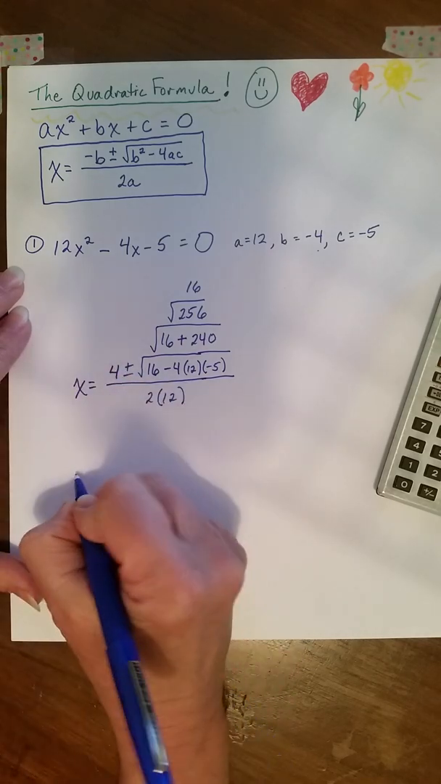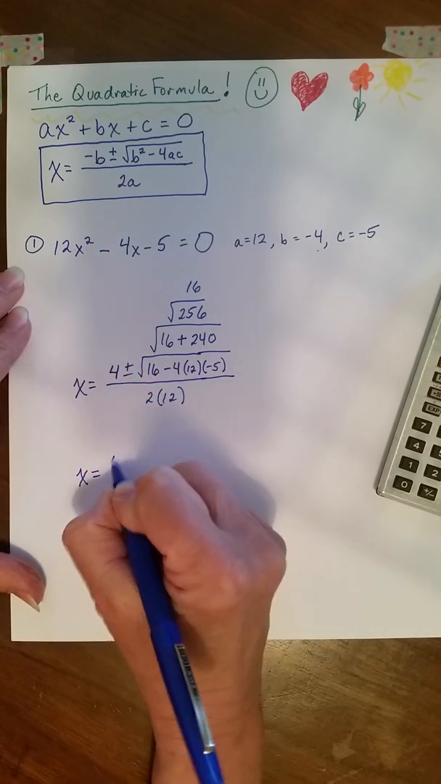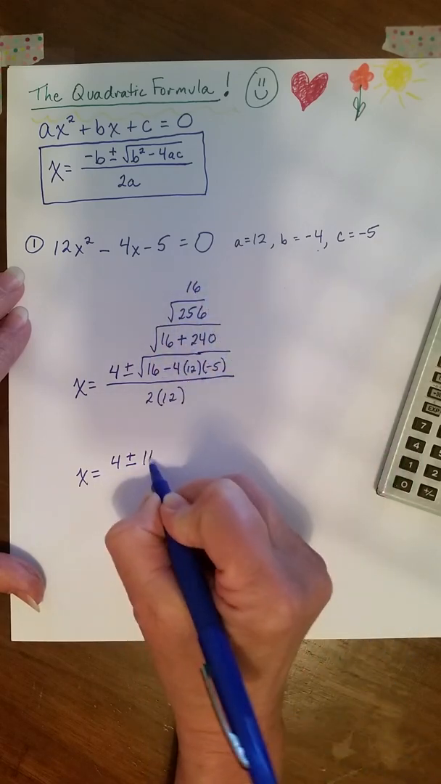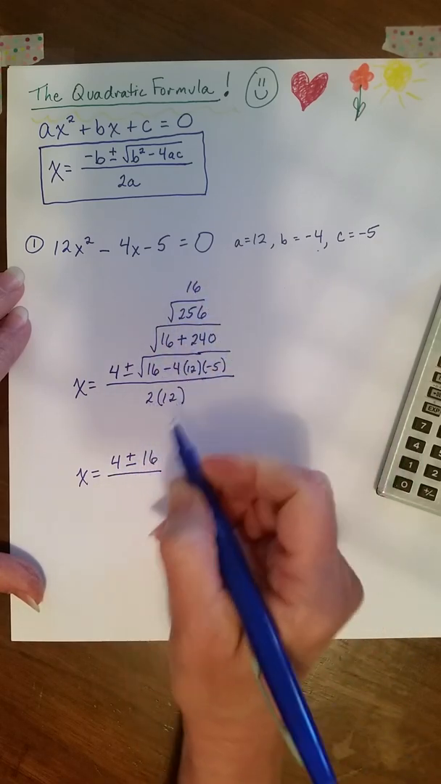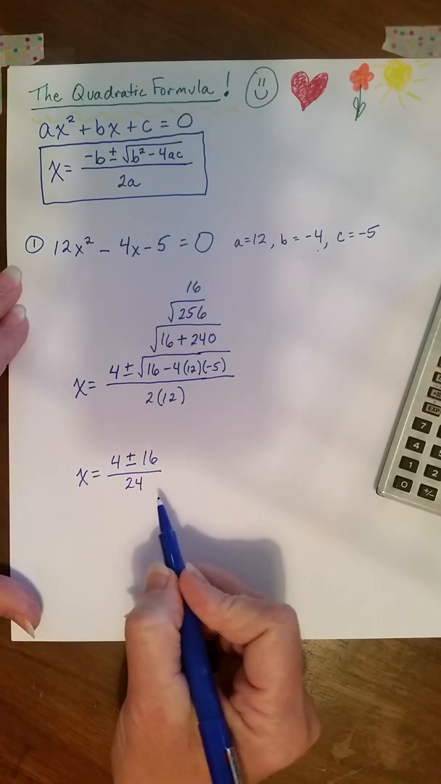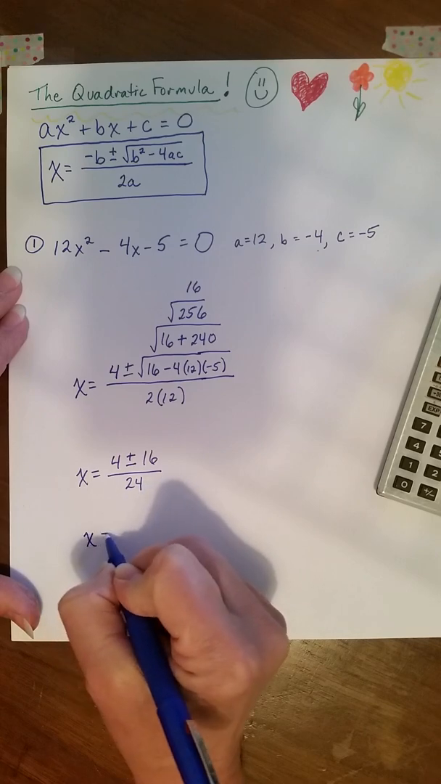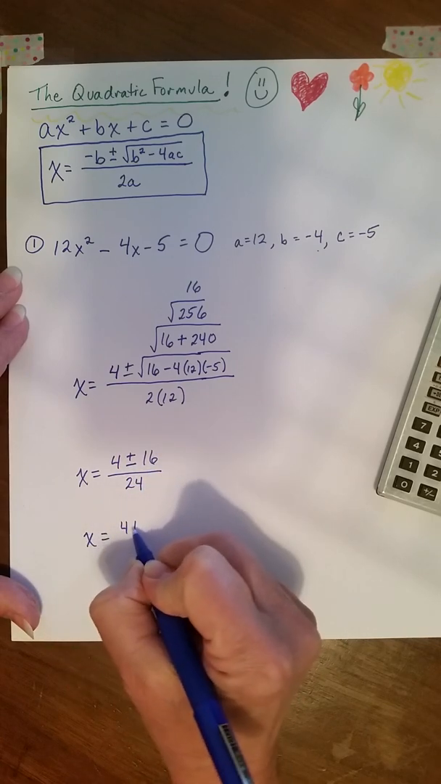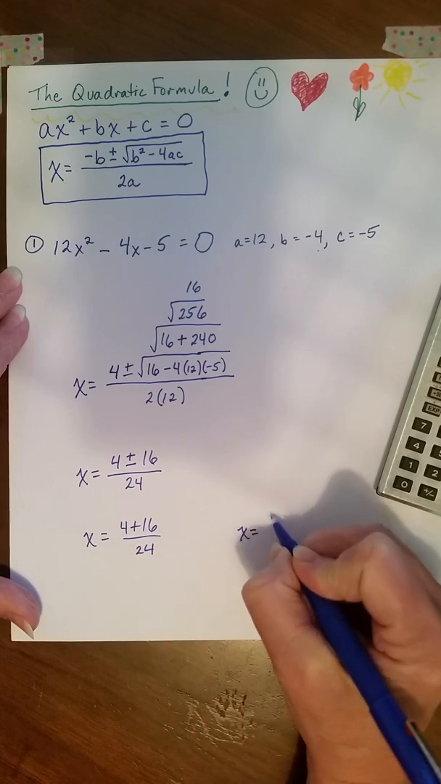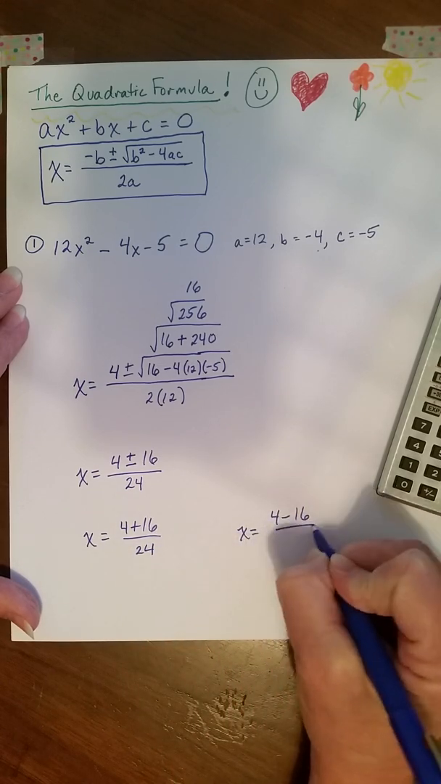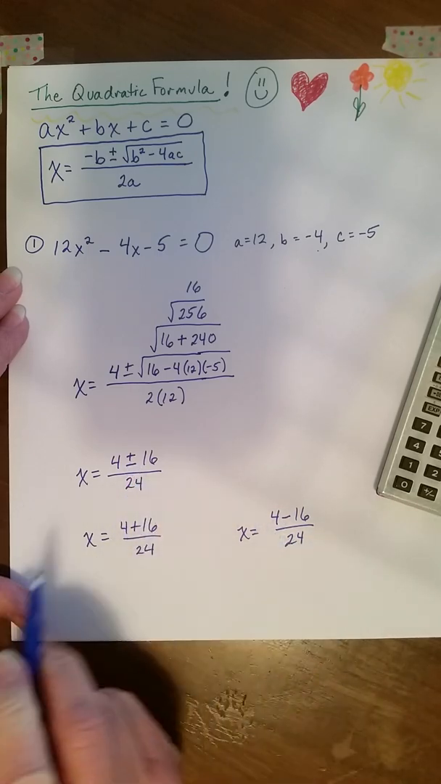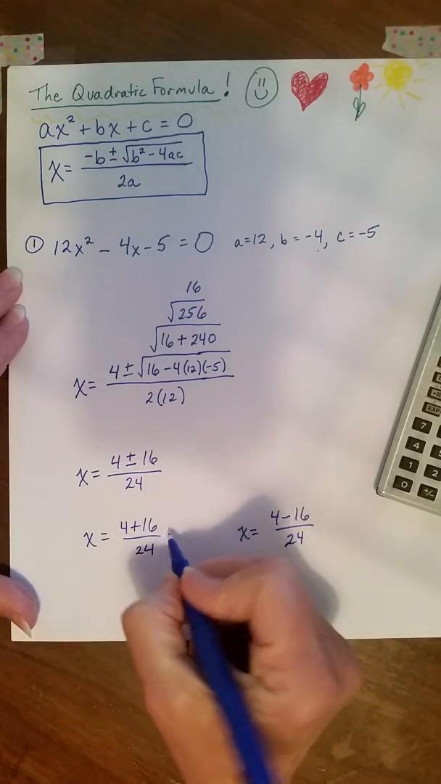So now what I have is 4 plus or minus. This all worked out to be 16, divided by 2 times 12 is 24. Okay, now these are my two answers. So I have x equals 4 plus 16 over 24, and x equals 4 minus 16 over 24. I split up the plus and the minus to get my two answers.